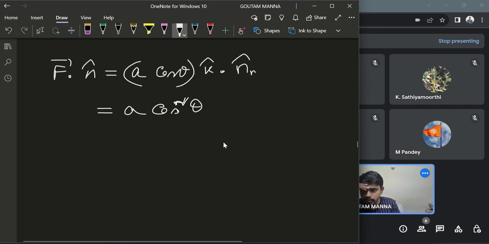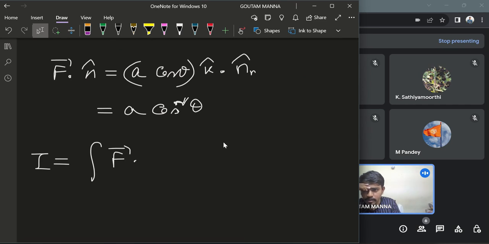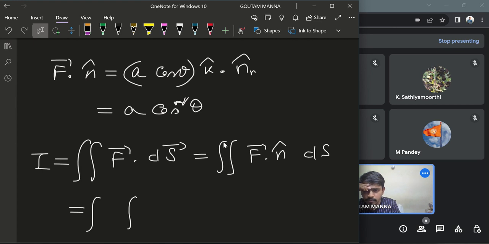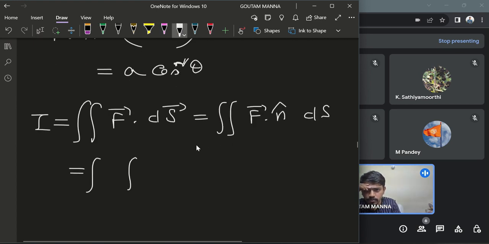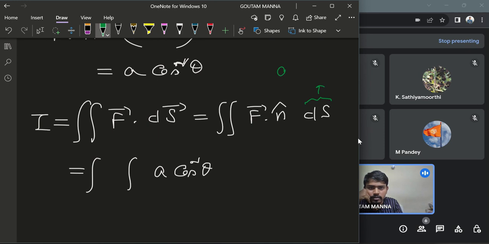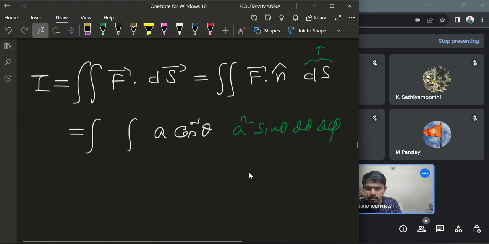Easily seen, only the k component will be contributing. So this integration will be F dot dS, which is F dot n hat dS. F dot n hat is a cos square theta, which we have just calculated, and this dS is radius square, that is a square sine theta d theta d phi. Okay, and theta will be going from 0 to pi, phi will be going from 0 to 2 pi.